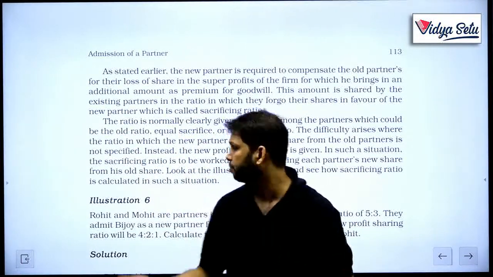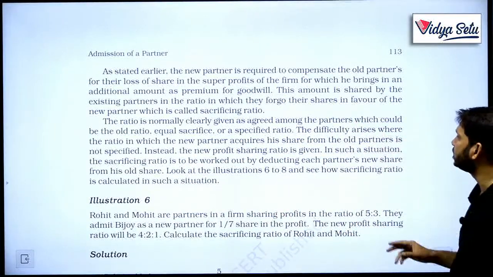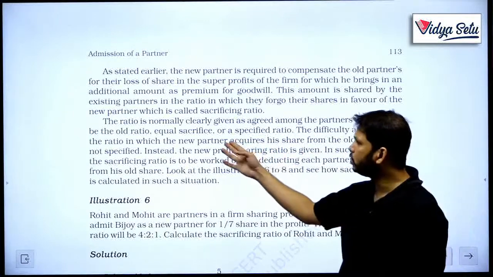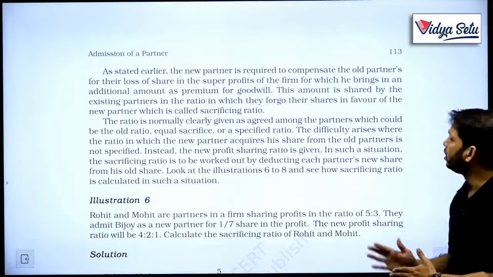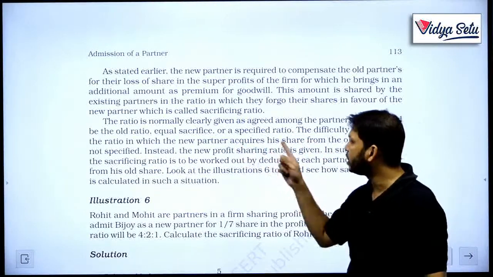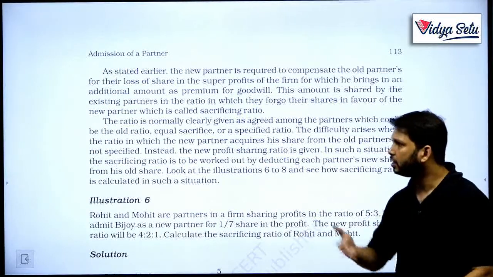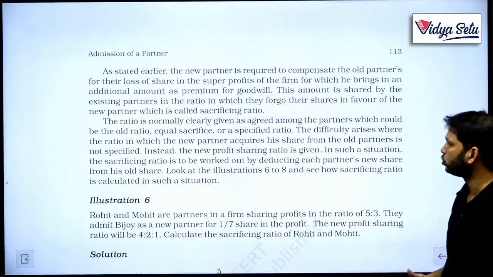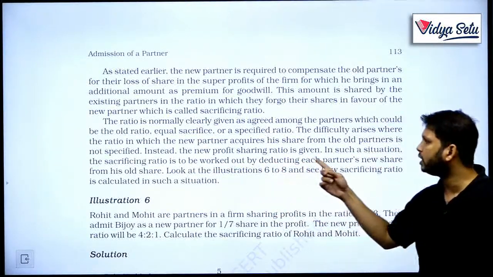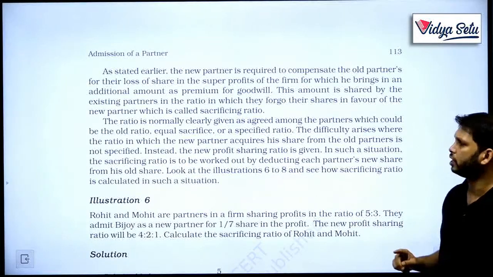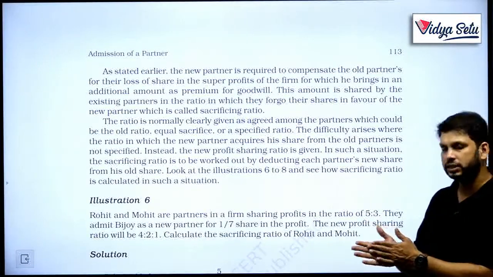The ratio is normally clearly given as agreed among the partners, which could be the old ratio, equal sacrifice, or a specified ratio. The difficulty arises where the ratio in which the new partner acquires his share from the old partners is not specified. Instead, the new profit sharing ratio is given. In such a situation, the sacrificing ratio is worked out by deducting each partner's new share from his old share. Look at illustrations 6 to 8 to see how the sacrificing ratio works.